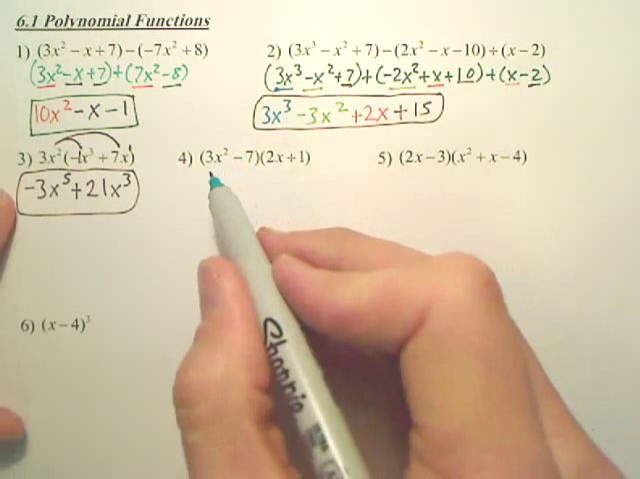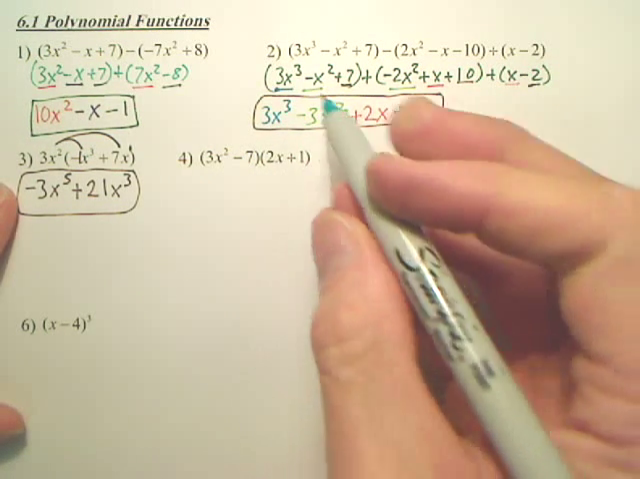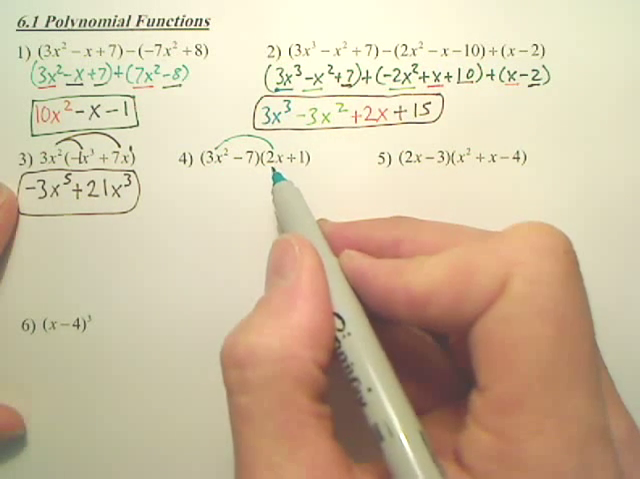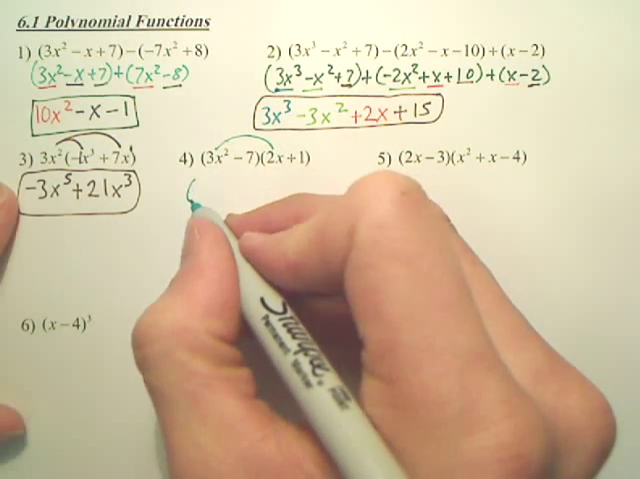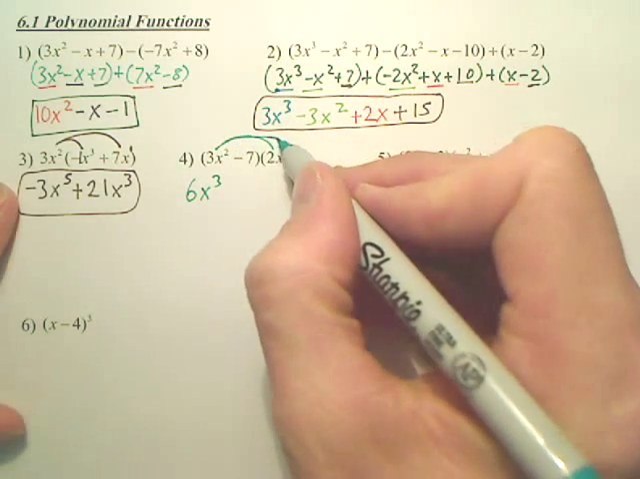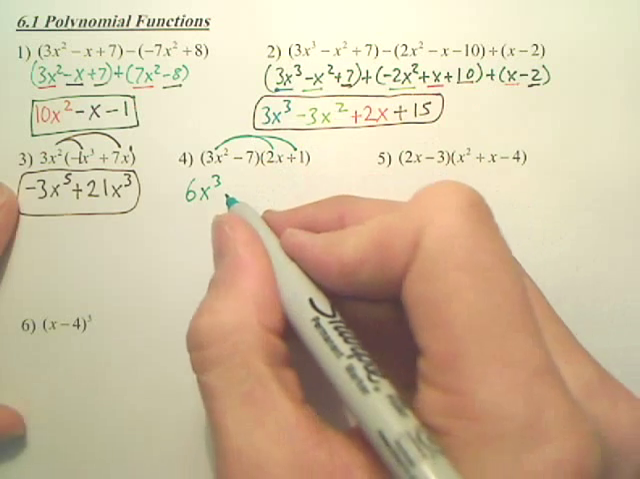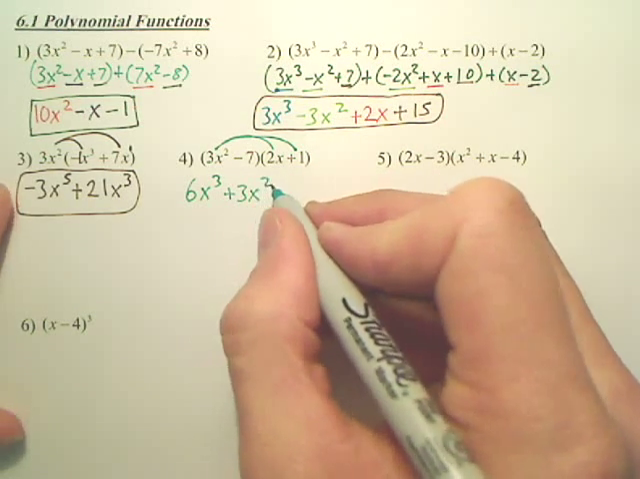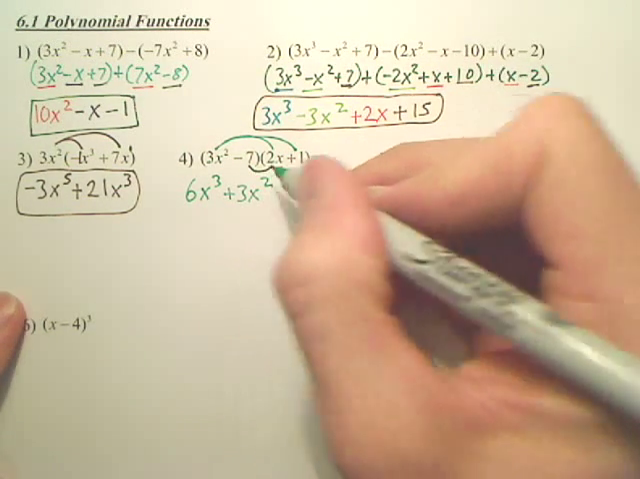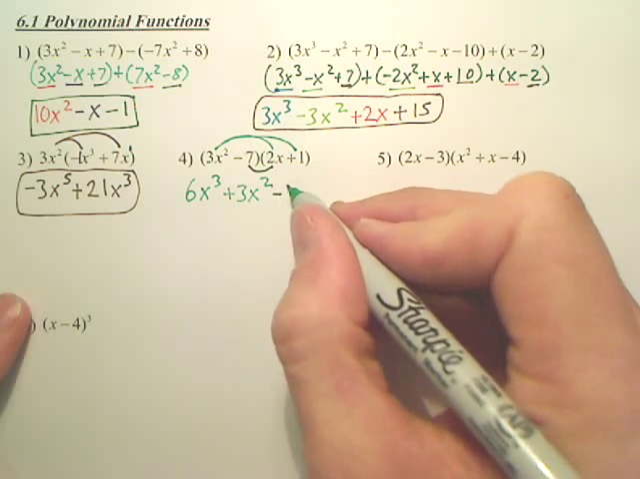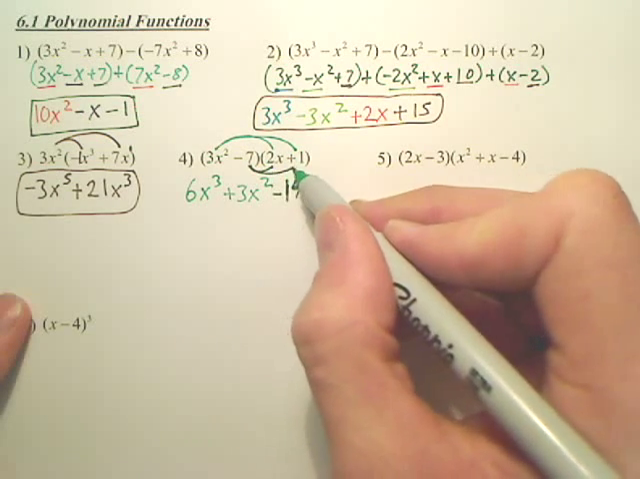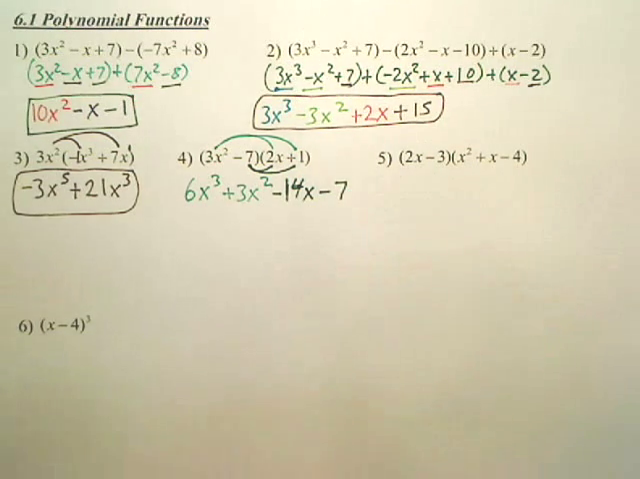Number 4. It's just FOIL. So 3x squared and 2x, 3 times 2 is 6. X squared times x is x to the third. 3x squared times 1 is just 3x squared. Negative 7 times 2x is negative 14x. And negative 7 times 1 is negative 7.